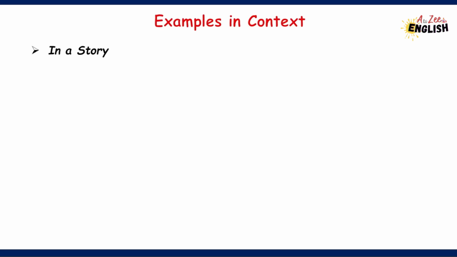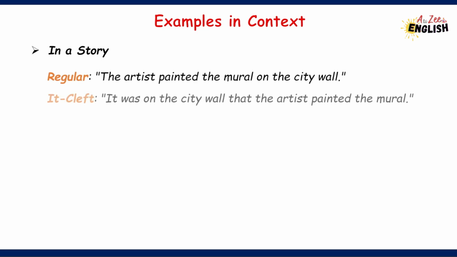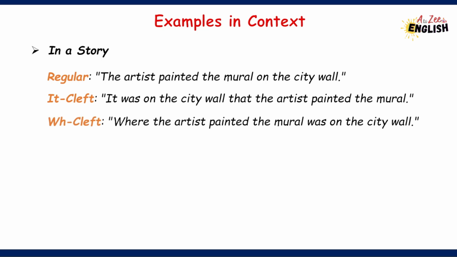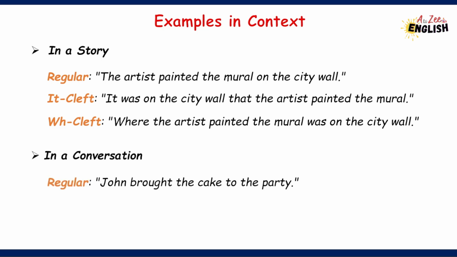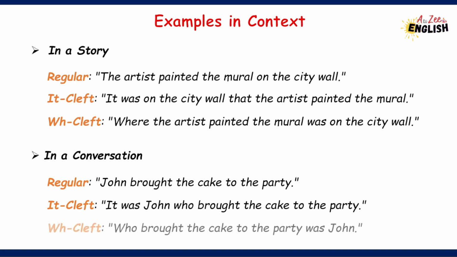Examples in context. In a story: the artist painted the mural on the city wall. It was on the city wall that the artist painted the mural. Where the artist painted the mural was on the city wall. In a conversation: John brought the cake to the party. It was John who brought the cake to the party. Who brought the cake to the party was John.